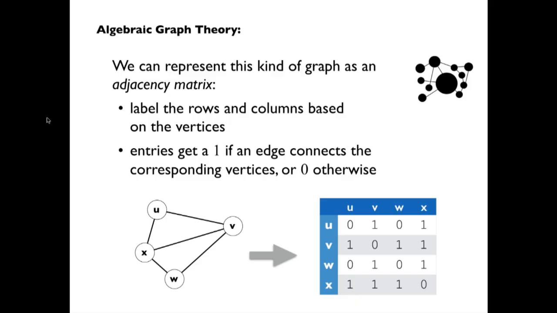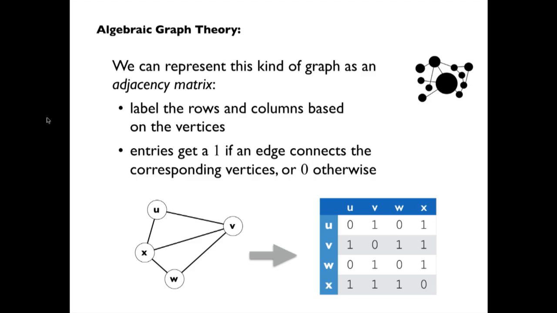Down here, if you look at it, I've got U connected to X, and U connected to V. And if you look over here in the matrix, U is not connected to itself, so there's a 0. But U is connected to V, so there's a 1. It's not connected to W, so there's a 0. But it is connected to X, so there's a 1. On and on and on.